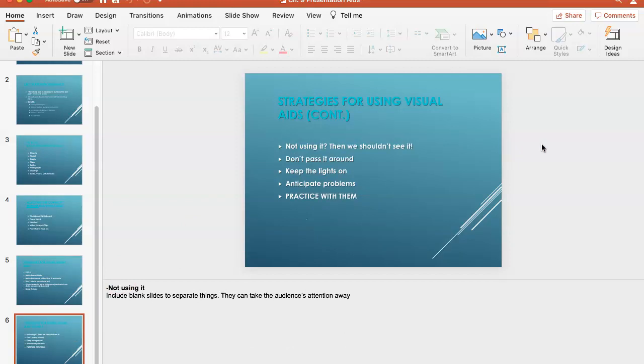All right, more strategies for using visual aids. If you're not using it, then we shouldn't see it. So include blank slides to separate things. If you're not talking about something, have a blank slide, just a black slide. That way we're not distracted.